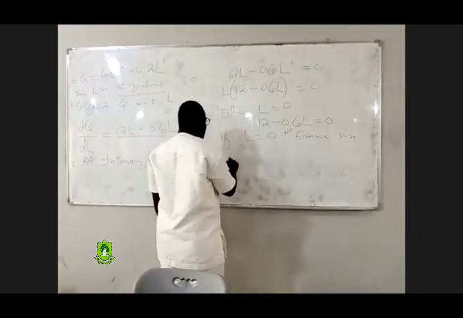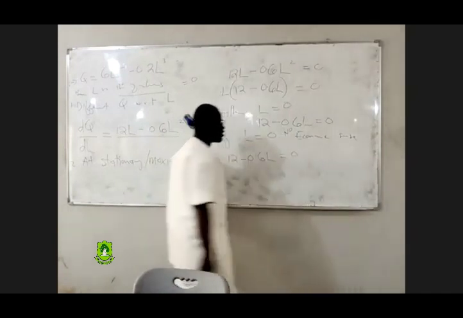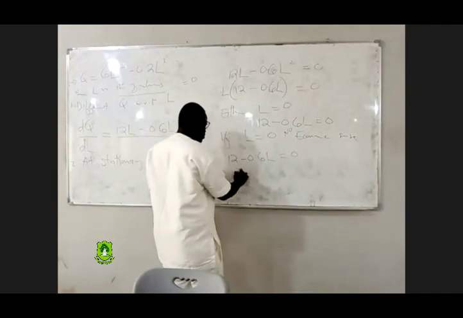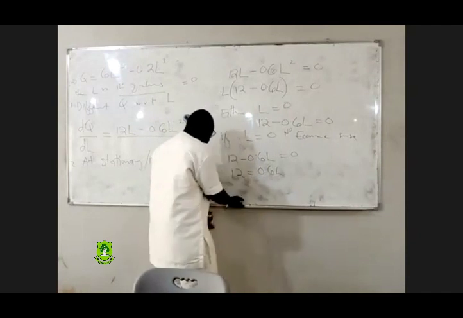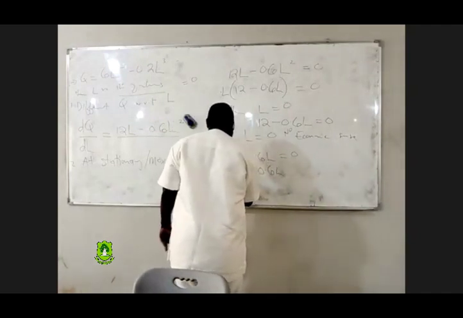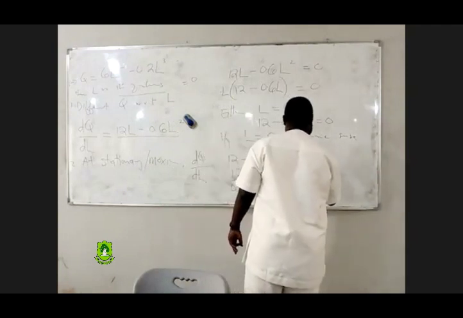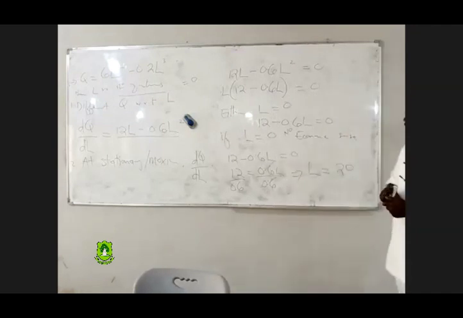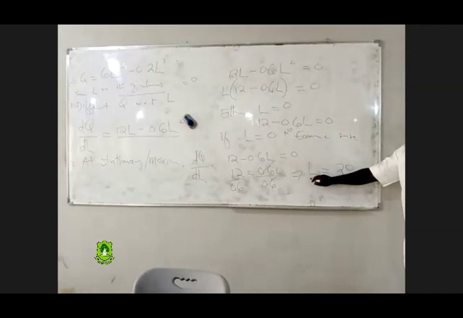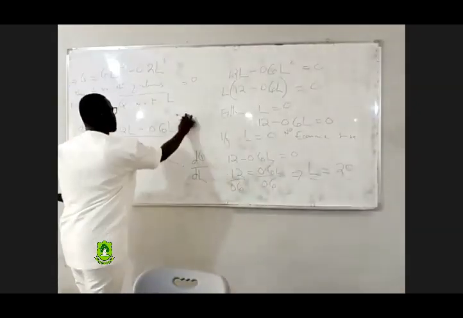So let's look at the other one. The other one is 12 minus 0.6L is equal to 0. So here, what will we get? 12 is equal to 0.6L. We divide here by 0.6, divide here by 0.6. So L will be 20, which means that we should employ 20 workers.